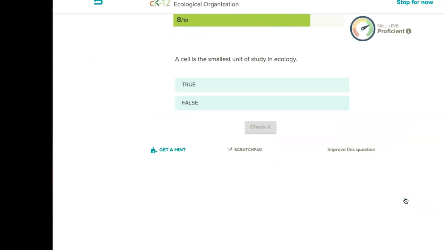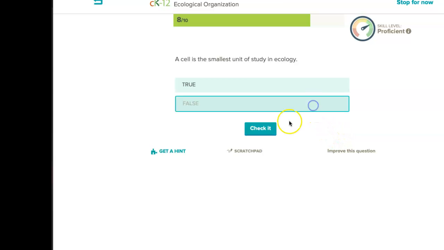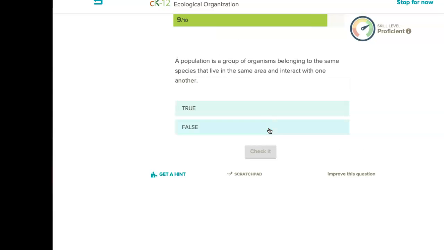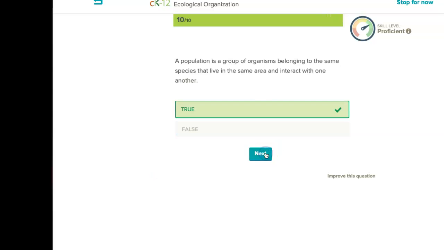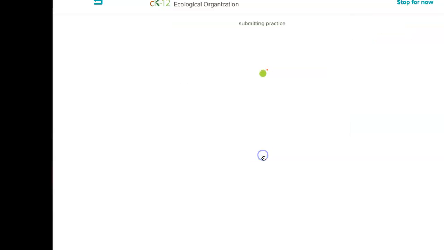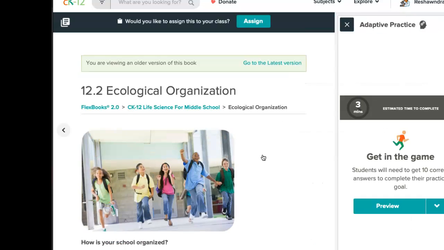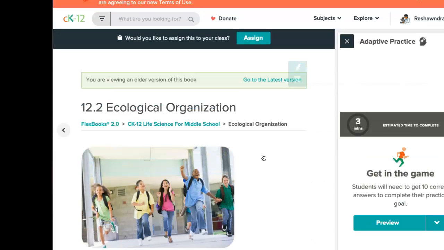I'm going to give you an example. I'm just going to pretend I'm going through, though I had already started. Question: the cell is the smallest unit in the study of ecology. It is not. I'm right. Next: populations, a group of organisms that belong to the same species. Yes, that's true. All right, I got a 10 out of 10. I'm proficient, and so it records a score of 100, and I feel great.